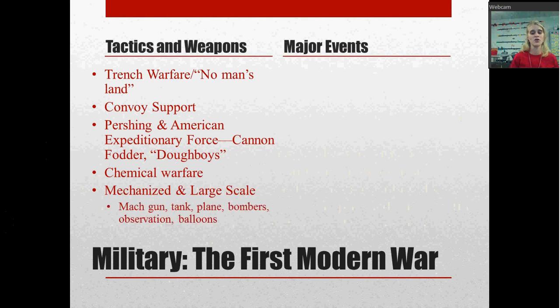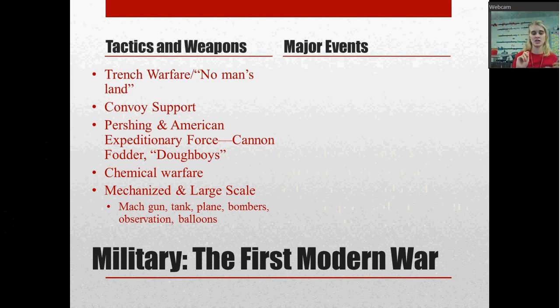But this is also a war that's mechanized and large scale. When I say mechanized, I mean it uses machines, right? So we have a new kind of machine gun that can shoot over 600 rounds a minute. That's a ton of bullets at once, right? Then we have the invention of the tank, the airplane, bombers. There are these cannons called the Big Bertha cannons. They're these huge cannons that shoot artillery at long distances. We have these observation balloons where essentially they would send these balloons up and they would use them to spy on people. This is huge.